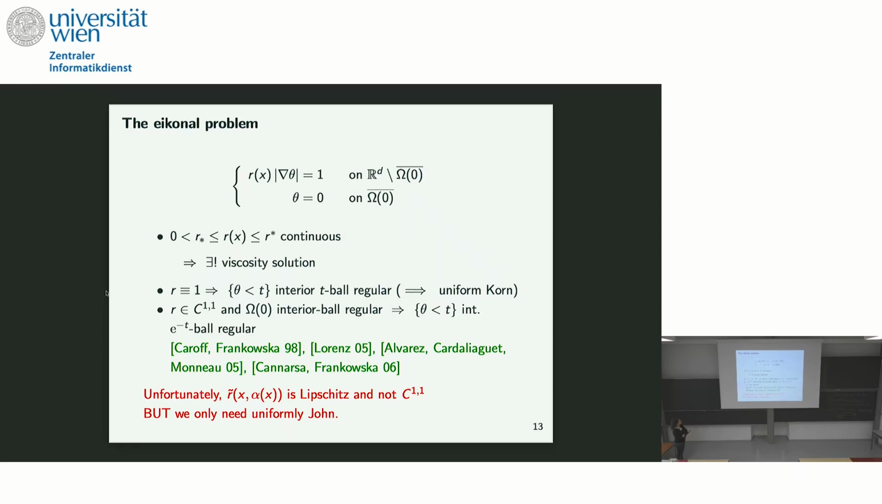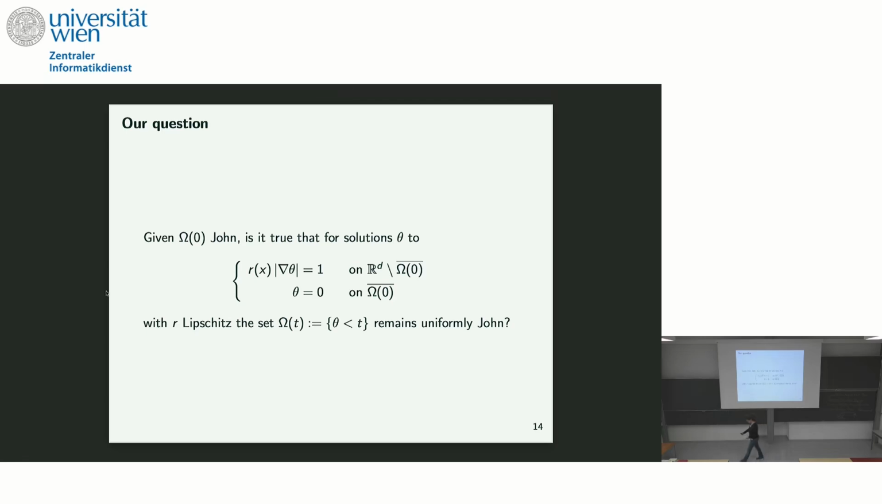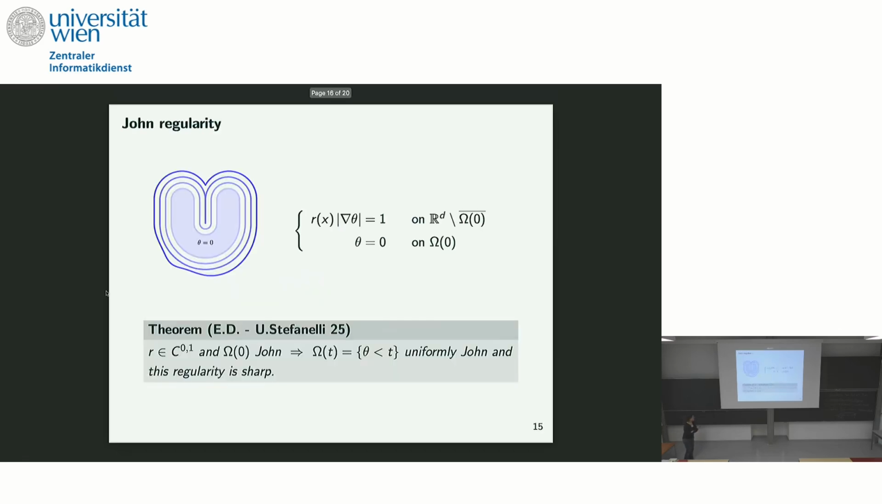The only thing that we can use is that our growth rate is bounded from below and from above, so there exists a unique viscosity solution. But that's it. What is the nice news instead? Well, we don't really need the uniform internal ball condition. We just need our sets to be John domains. And in fact, we can reformulate our question in the following way. If I start from an initial set which is John, and I take a viscosity solution of my eikonal problem with a Lipschitz growth rate, is it true that the set remains uniformly John? And the answer is yes.